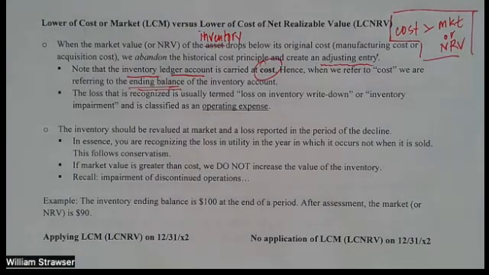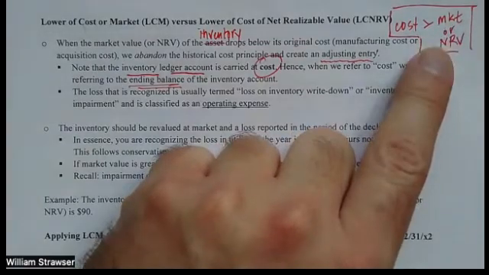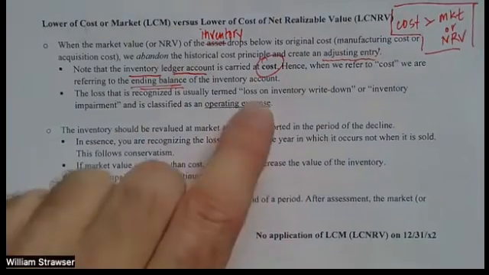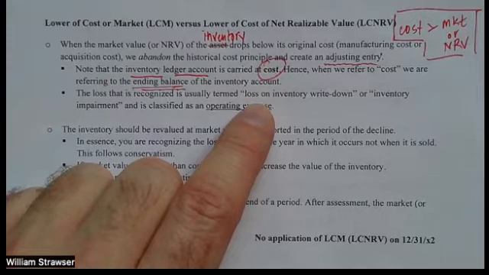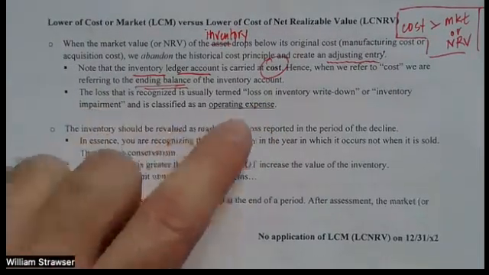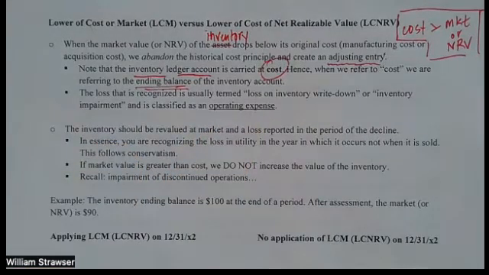So the loss that is recognized when this happens, and only when this happens, is usually termed either a loss on inventory write-down, or more succinctly, inventory impairment. And it's classified as an operating expense on a multi-step income statement.